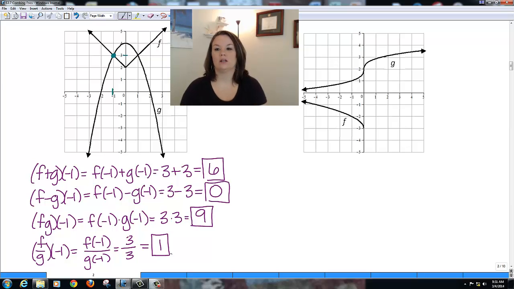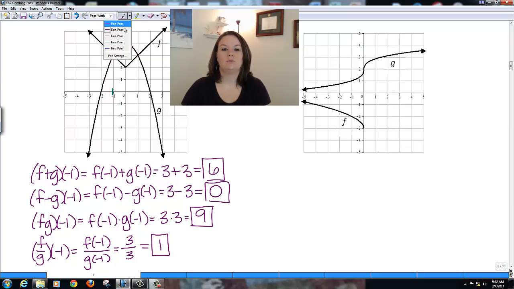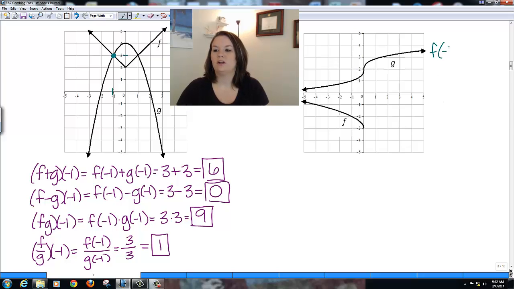Let's look at one more like that. This function over here, we're doing the same thing, same values. So before I get started, I want to figure out what f of -1 is and what g of -1 is. So I go to where x equals -1, which in this case is here, and I'm going to trace it down to my f function, which here is a square root because we have a little half parabola, and its y value where it hits the f curve is at -2.